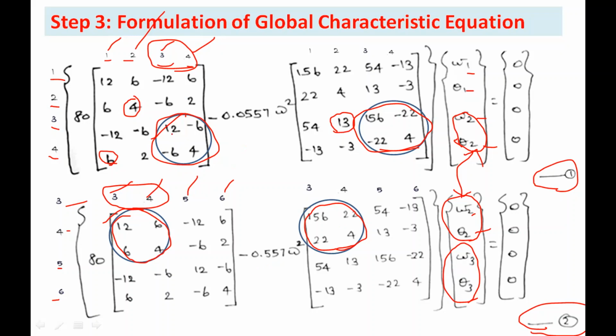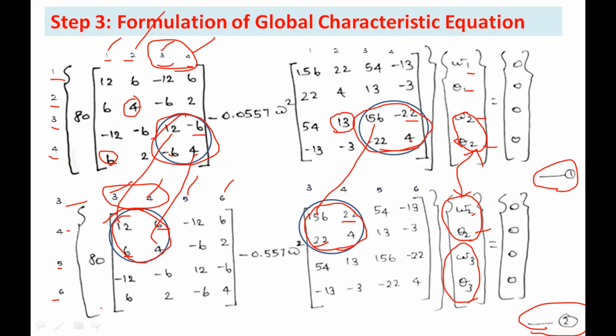So when you add 12 and 12, you will get 24. Minus 6 and plus 6 will become 0. Minus 6 and plus 6, 0. 4 and 4 will become 8. Similarly, when you add the mass matrix, 156 will become 312. Minus 22 plus 22 is 0. Here also you will get 0. Then 4 and 4 will become 8. Remaining terms will come as they are.